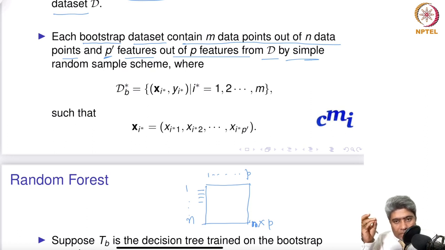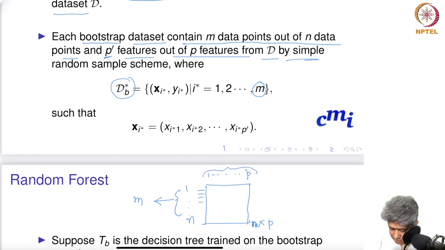So first, what it does is create each bootstrap data set. This is my bootstrap data set. So it samples m samples out of n. From here it draws m samples. But at the same time, it randomly does not take all the features. It randomly takes p dash many features, not all p features.